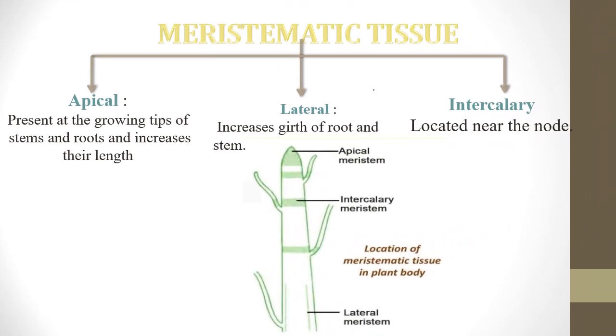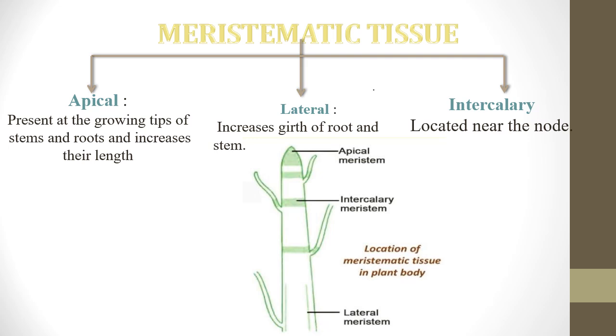We know that meristematic tissue is present in certain regions of the plant. Depending on the region where they are present, meristematic tissue is classified as apical meristem, lateral meristem and intercalary meristem. First, apical meristem. Apical meristem is present at the tips of roots and stem. They help in lengthwise growth of the plant, which makes the plant taller.